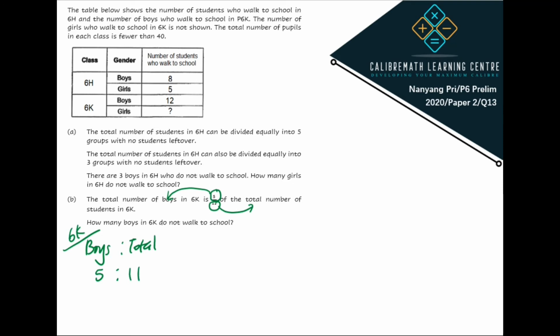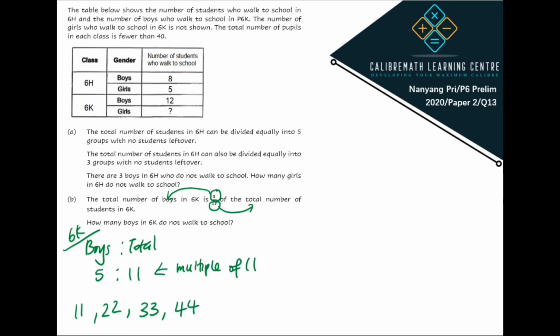Now, since we know the total number of students in 6K is 11 units, this is trying to tell us that the total number of students is a multiple of 11. So let's list out the possible numbers that we have for the total number of students in 6K. That will be 11, 22, 33, 44, and so on.